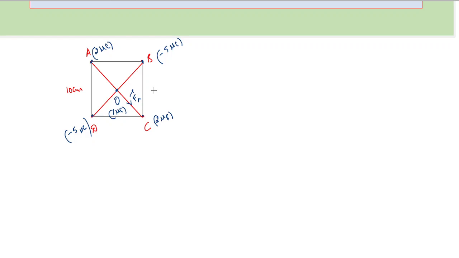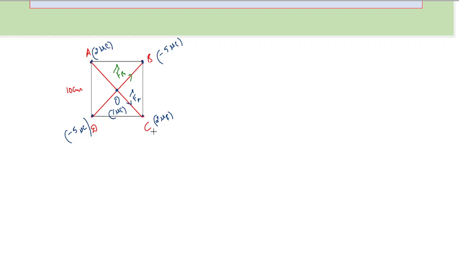Look at the charge at point B. It's a negative charge, so the charge at point B will attract the charge kept at point O. So it will be an attractive force like this. Let us call that force F suffix B.